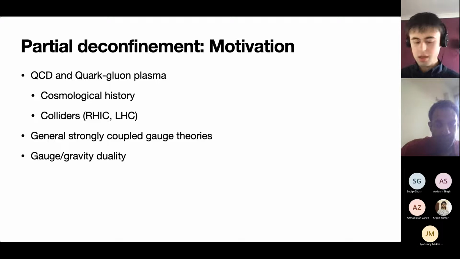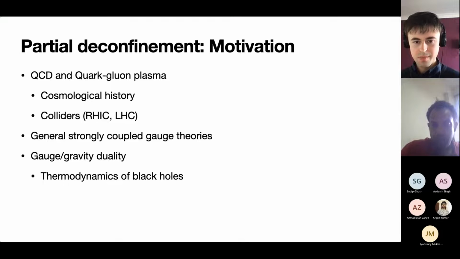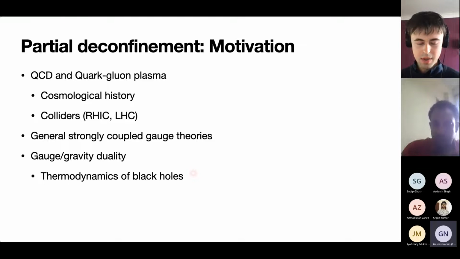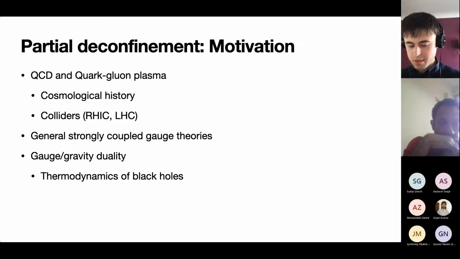And finally, gauge gravity duality. For every phase in the field theory in a given duality, there's a dual in the gravity theory, and we want to know what's the dual of partial confinement. I have more to say about each of these at the end of my talk. But in particular, we think that we can learn about the thermodynamics of black holes by exploring partial confinement on the gauge theory side.